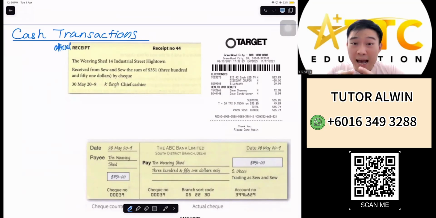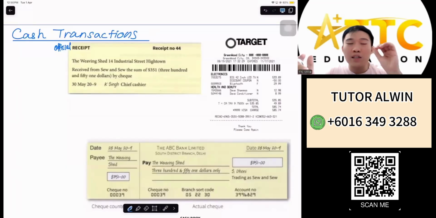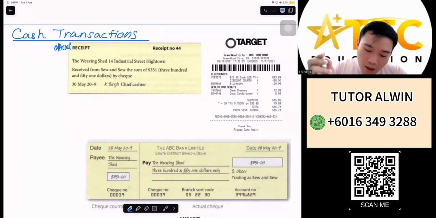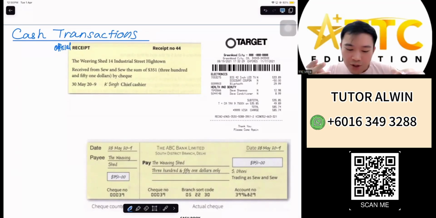When we pay our debts to our supplier or our customers pay their debts to us. Okay, so definitely there will be a buyer and also a seller, depending on whose point of view, POV, you are looking at. Therefore, this receipt can be something that you get or you pay. All right. So Weaving Shed, 14 Industrial Street, Hightown, received from Sue and Sue the sum of $351 by check.